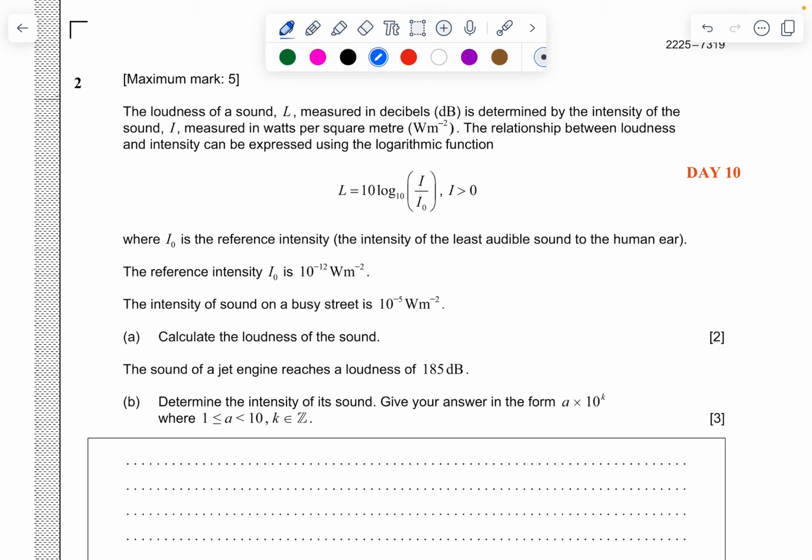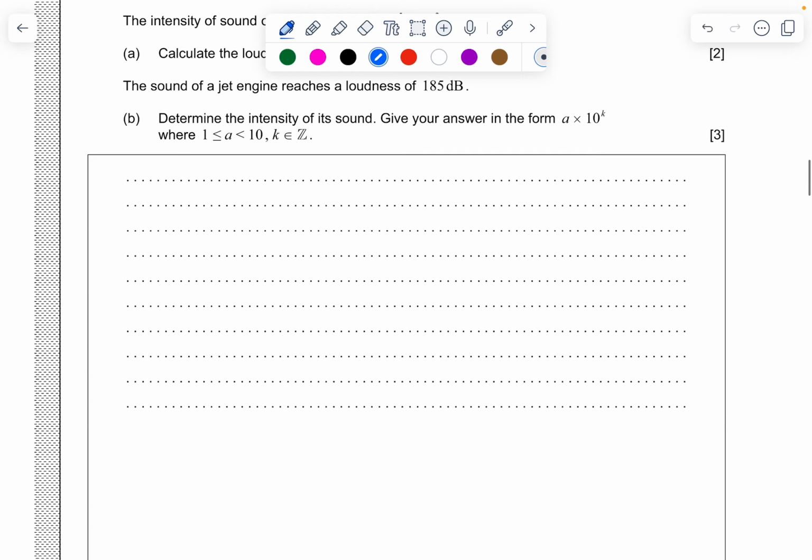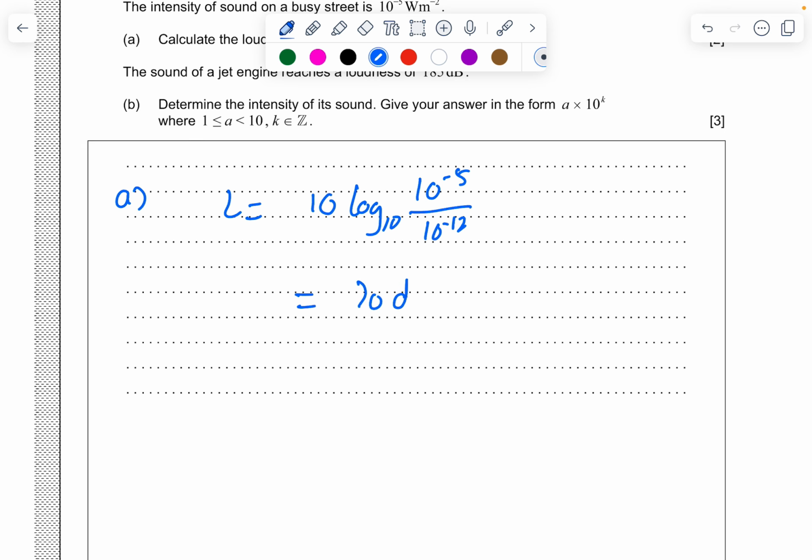Now coming to the second question. The loudness measured in decibels is determined by the intensity. I0 is the reference intensity of the human ear. The reference intensity is 10 to the power of minus 12. The intensity of the sound of the busy street is this much. Calculate the loudness. So part A, loudness equals 10 log base 10 of 10 to the power of negative 5 divided by 10 to the power of minus 12. So it's going to be nothing but 70 decibels.